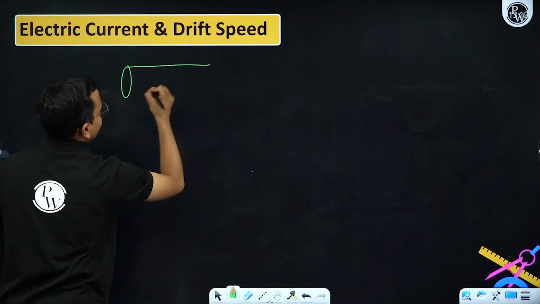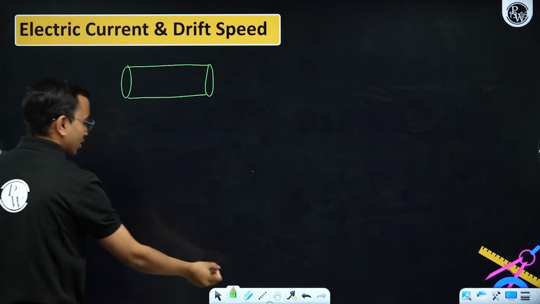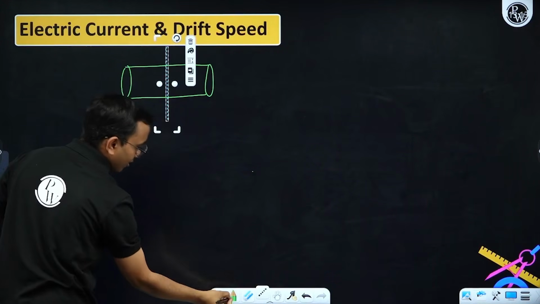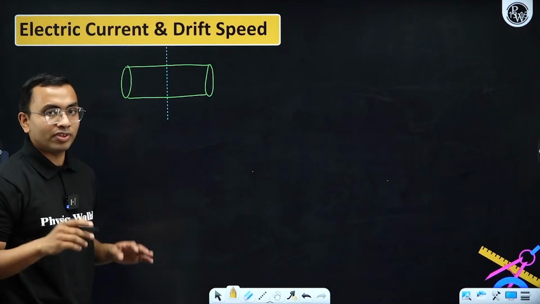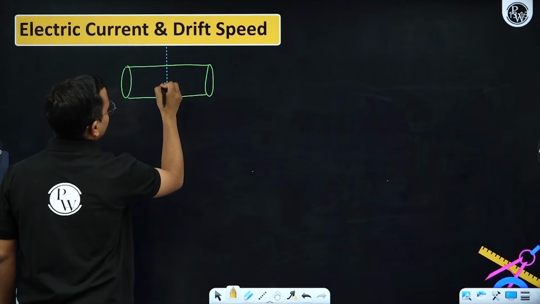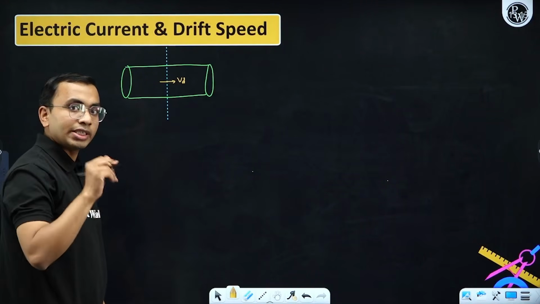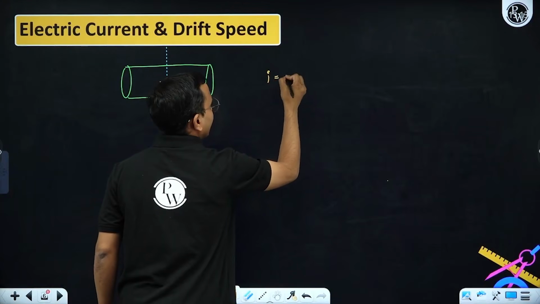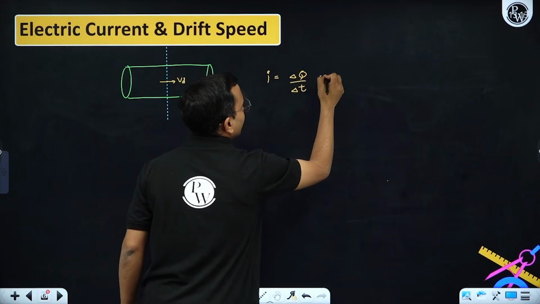Considering this as a conductor, I'm taking a cross section of it. Electrons are moving with the average velocity, that is my drift velocity, like this. I want to relate drift velocity and current. Basically I know that current is, in an interval delta t, if the charge that passes is delta q, then delta q by delta t.